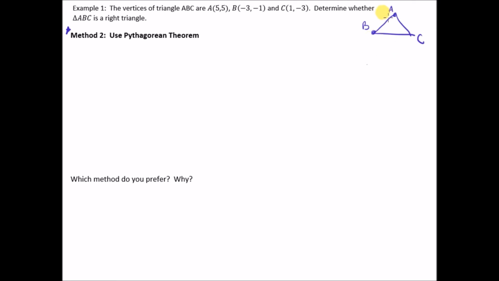So we want to find the distance between A and B, find the distance between B, C, and find the distance between A and C. And then what we're going to do with those is plug them into Pythagoras theorem and see if they hold. Okay, so AB. So negative 1 minus 5, square that, and then add negative 3 minus 5.